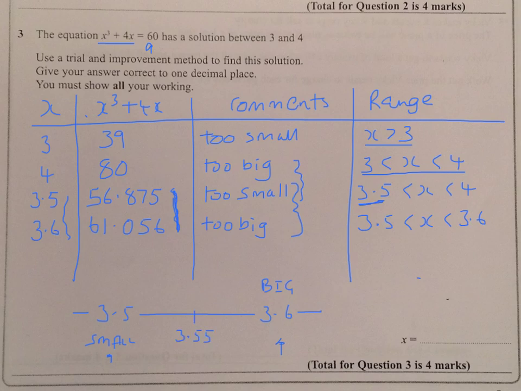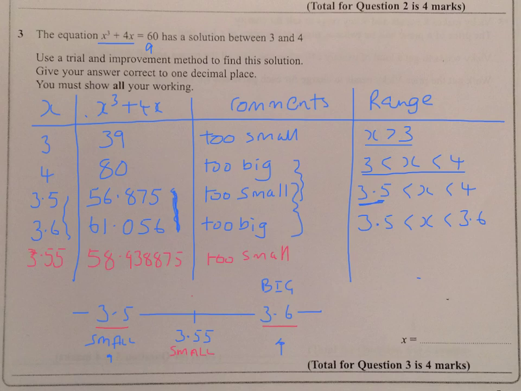So what you need to do is try 3.55. So halfway between 3.5 and 3.6. If the answer is too small, then we know that the proper answer will have been between 3.55 and 3.6. And if the answer is too big, we'll know that the answer will have been between 3.5 and 3.55. That'll tell us whether the actual value of x is closer to 3.5 or closer to 3.6. So let's try that now.